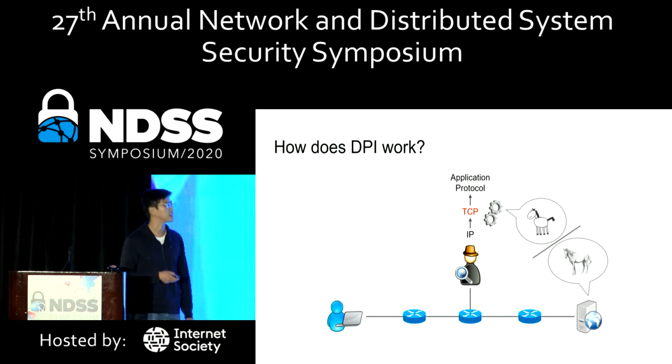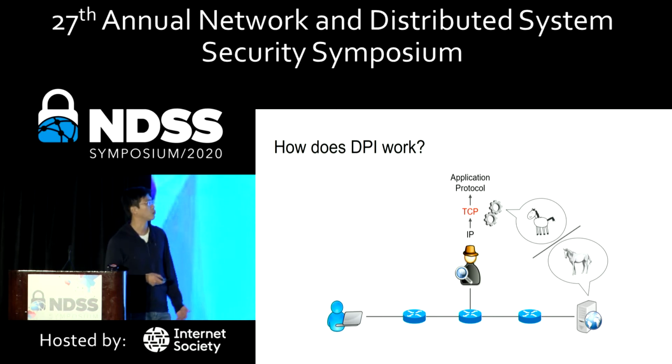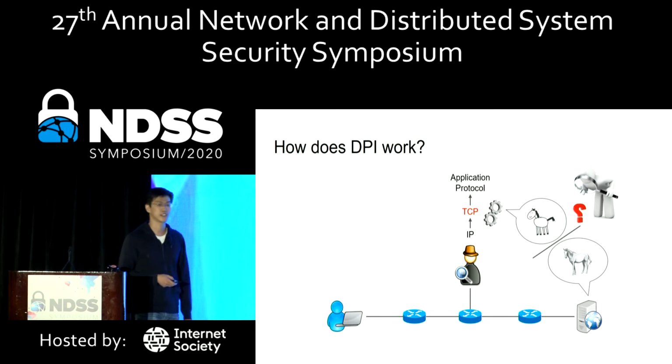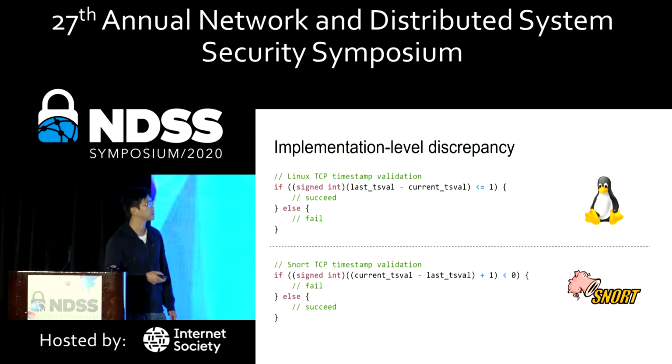We found that the DPI usually has its own customized TCP implementation, which is usually simpler than the actual TCP implementation, like the one in Linux. The differences between the two implementations, we call discrepancies. In this work, we systematically study the discrepancies between two TCP implementations, and we try to automate this process.